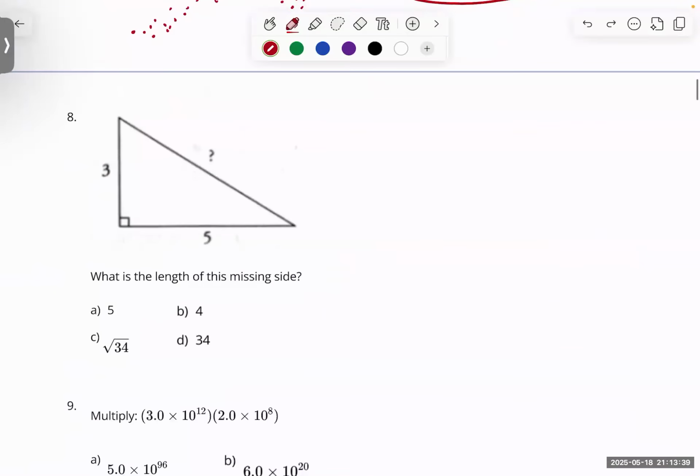Number 8, what is the length of this missing side? So the missing side is this question mark here, which is kind of blurry. So for this particular question, you need to know something called the Pythagorean theorem. You learned this in geometry. Well, typically students learn this in geometry.